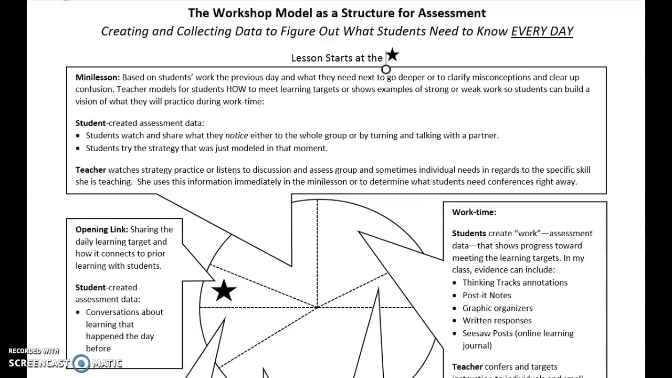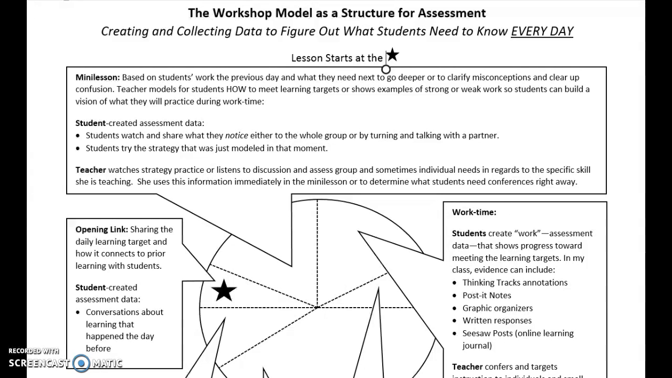During the mini lesson, I have built-in opportunities for assessment. Students can create assessment data by watching and sharing what they notice. I'll have them watch what I'm doing, and then have them turn and talk with their partner and share what they notice. Then we'll take an opportunity to share those out with the whole group. I'll also sometimes have students try the strategy.